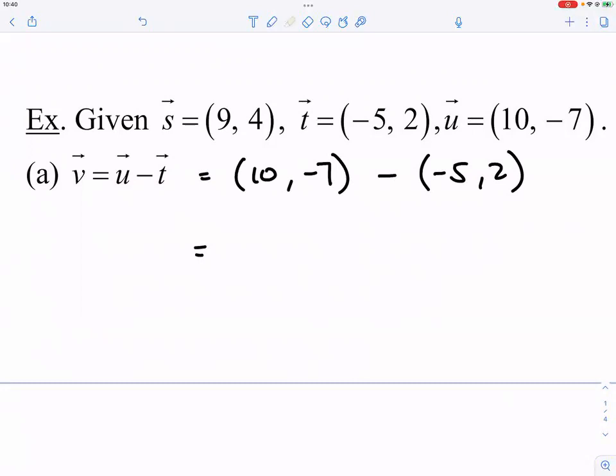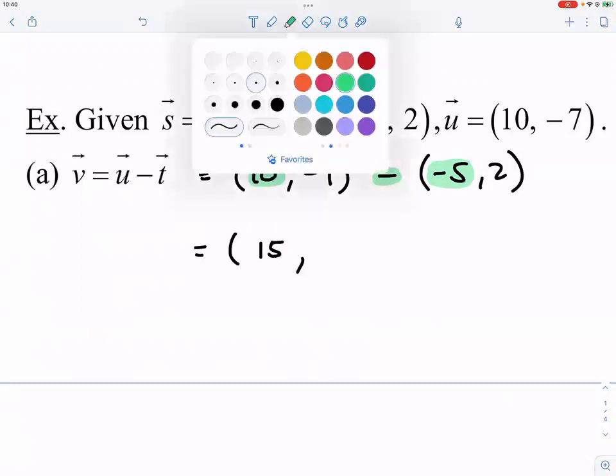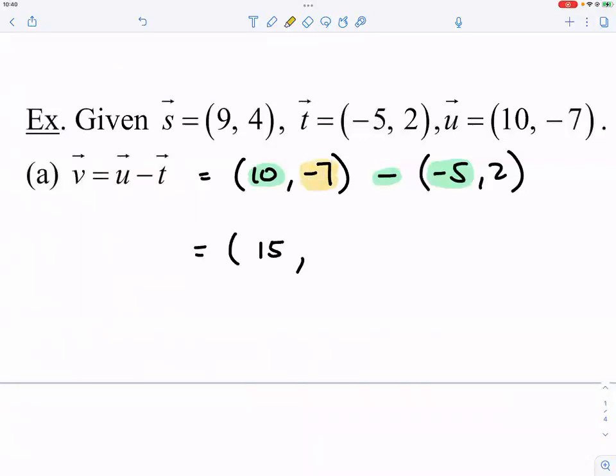Well, the x component operates with the other x component. So we have 10 minus -5, which gives us 15. And then the y component operates with the y component. So -7 minus 2 is -9. And that's the vector v.